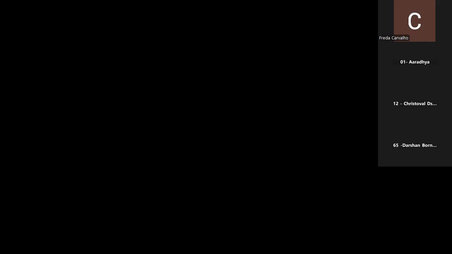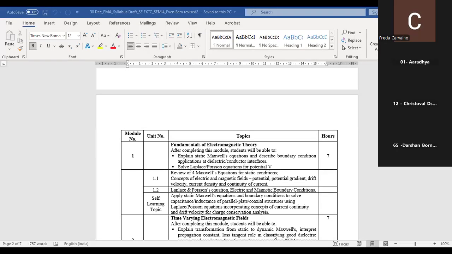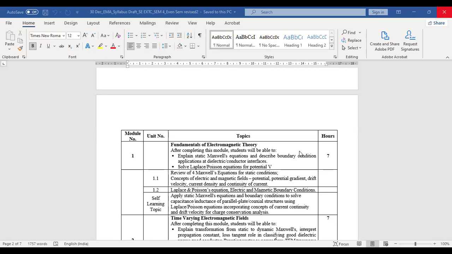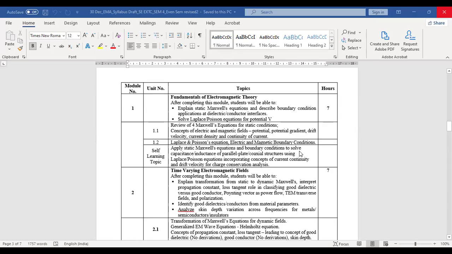So, I hope you all can see the screen. This is your syllabus, okay? And there are a few pending things which I need to cover. I want you all to make notes, okay?